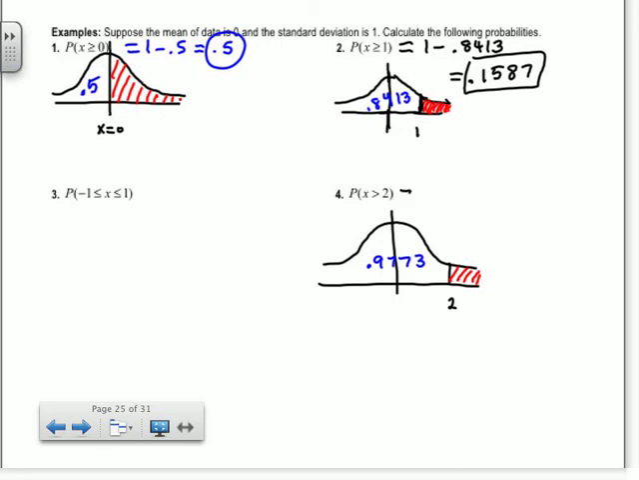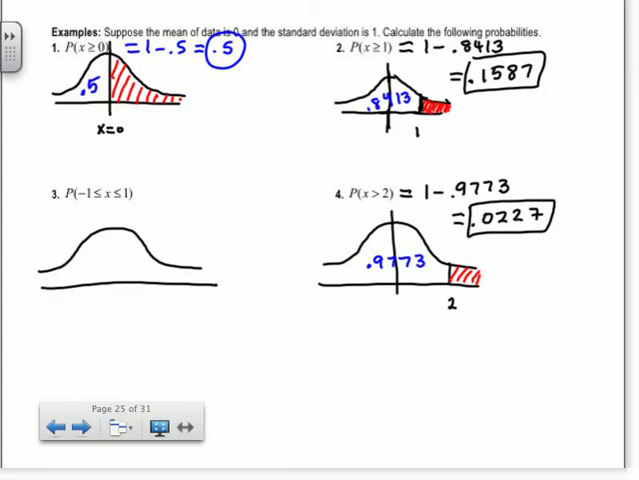Anybody have any guesses? Do you guys have 1 minus 0.9773? Okay. What did you guys get? 0.0227. Everybody get it? Making sense? All right, let's try the hard one. So number 3 is the hardest. So number 3, you're finding the probability that your value is between -1 and 1. Okay, so how do I find that?